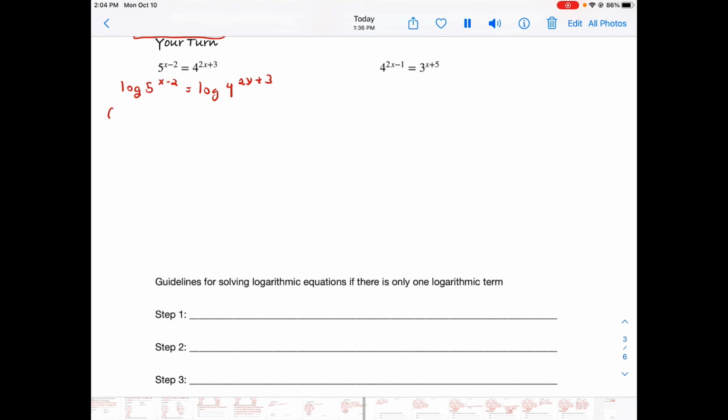Next, I'm going to use my power property to move x minus 2 to the front, so that's going to be times log base 5, and I'm going to move 2x plus 3 to the front and multiply it by log base 4.